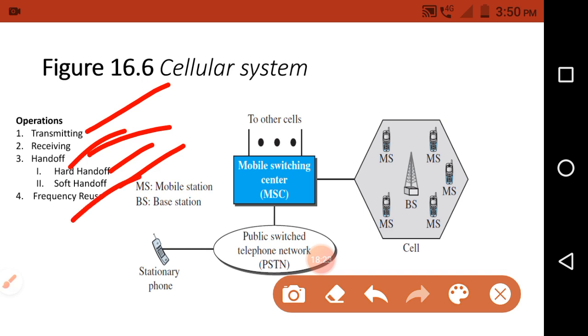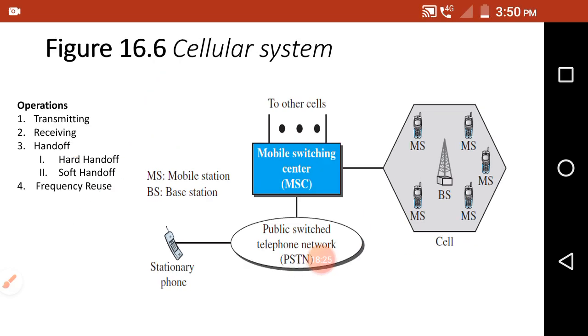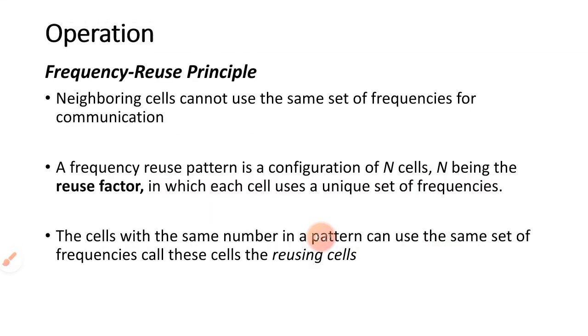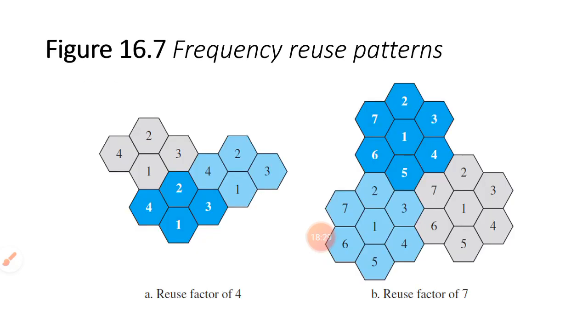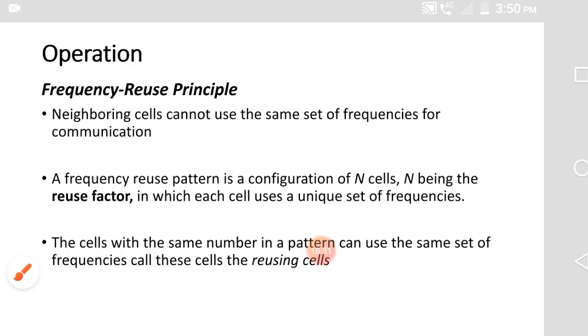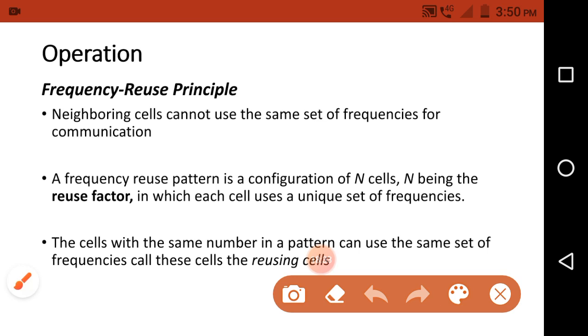And next we will discuss frequency reuse. We'll discuss it through the diagram here. Whatever neighbor cells there are, neighbor cells cannot use the same set of frequencies for communication. Neighbor cells cannot use the same set of frequencies.